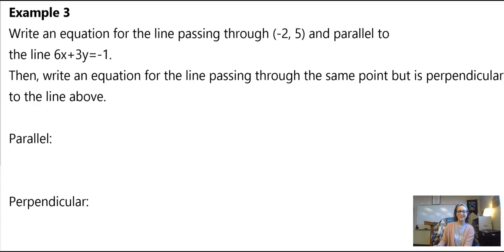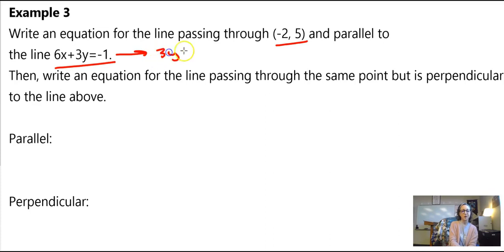All right, example 3, it says write an equation for the line passing through negative 2, 5 and parallel to this line, okay? Then write an equation for the line passing through the same point but perpendicular to the line above. All right, so first, remember it doesn't say what form the line needs to be in, so easiest one is going to be point slope form because I have a point, right? And I can find the slope pretty easily because it's going to be the same as the slope of this line. So let's go ahead and solve this for y to figure out the slope.